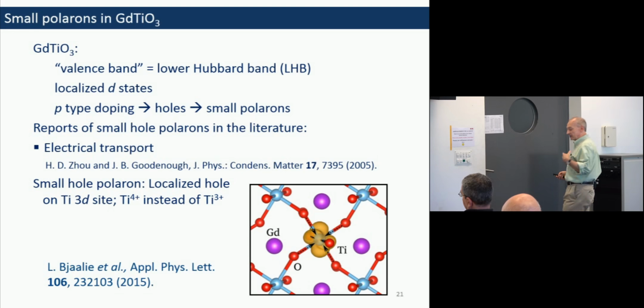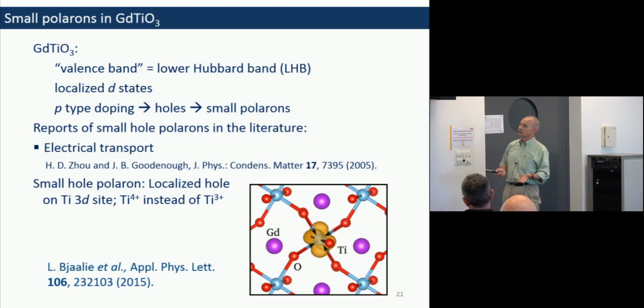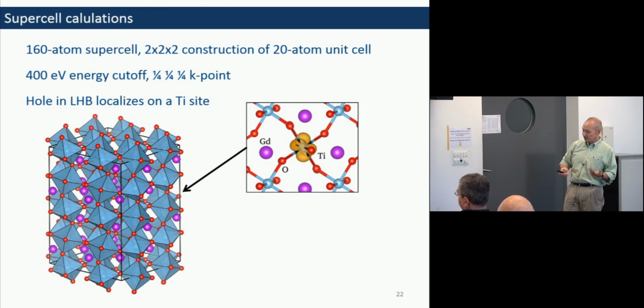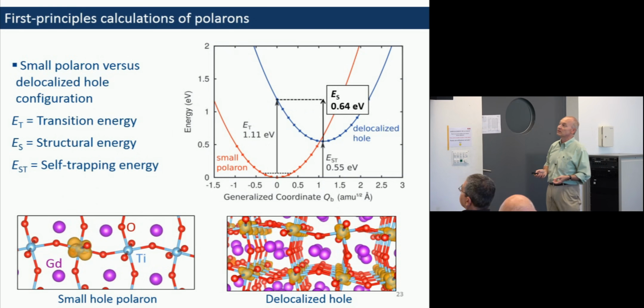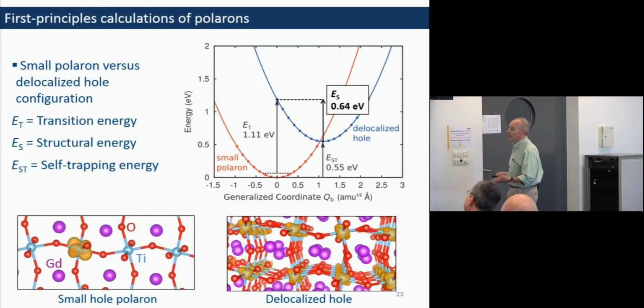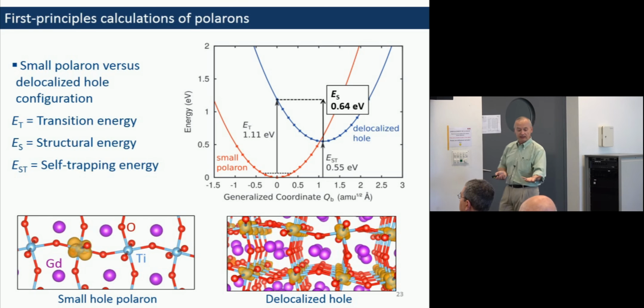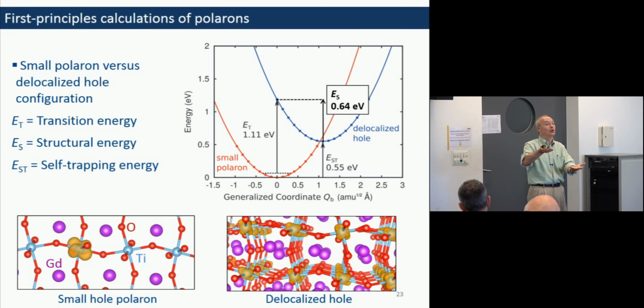But what had not been explored was the effect of these polarons on optical absorption. Okay. And that's what we investigated. We did these supercell calculations in which one polaron is present. And we started looking at possible excitations. So one type of excitation is where you take a small polaron, localized, and take it to a delocalized state.